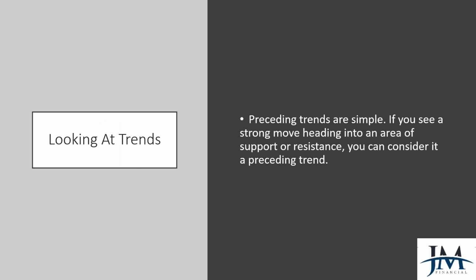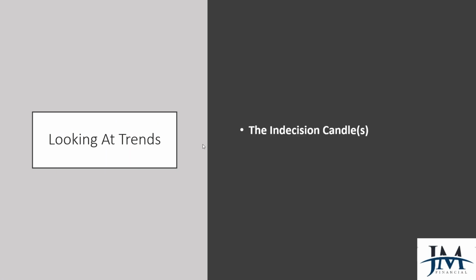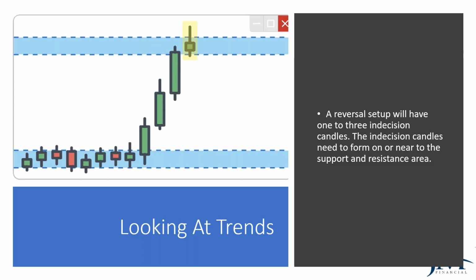But the preceding trends are simple. If you see a strong move heading into an area of support or resistance, you can consider it a preceding trend. Now, the indecision candle. A reversal setup will have 1 to 3 indecision candles. The indecision candles need to form on or near the support or resistance area. Now, it's not as critical if the indecision candle is bearish or bullish. It just needs to be an indecision candle and it needs to be in the support or the resistance area.